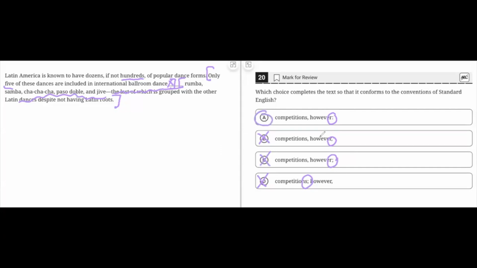This is the best answer for 2 reasons. Number 1, the strong punctuation mark, in this case, a colon, is in the right place after however. And number 2, a colon is typically used to introduce items in a list. So this is correct. And there we have it.